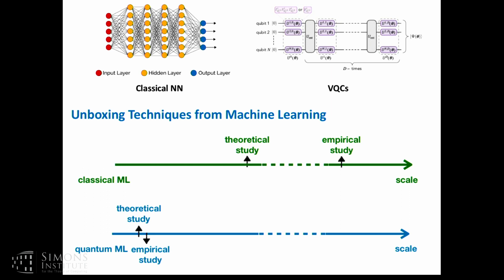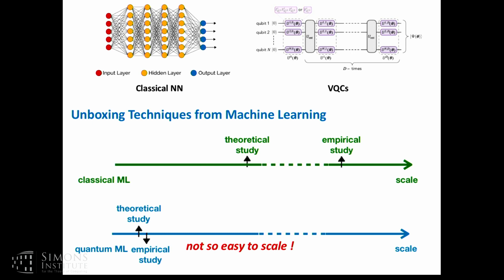But for quantum machine learning, since this has just started very recently, the theoretical study and the empirical study are both in their infancy. So there's not much yet. And furthermore, if we follow the classical story and do the empirical study first, then we observe a lot of things, and maybe then the theory can catch up.